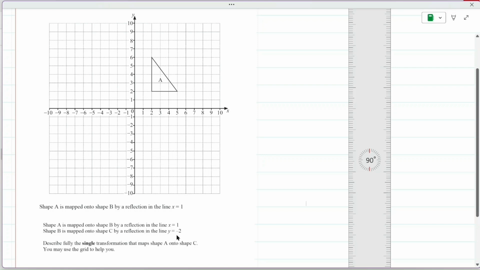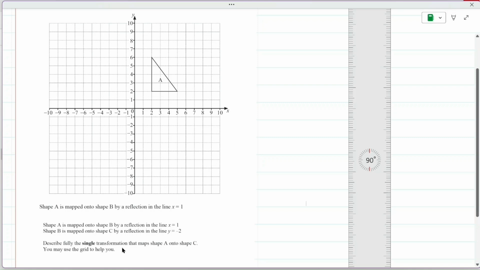So the second reflection, which is B reflecting to C, is at y equals -2. Y is -2 is here. That means you have to draw a horizontal line parallel to the x-axis. Then you do your image of reflection on the other side. Now describe the full single transformation that maps shape A onto shape C. You may use the grid to help you. So we're going to use the grid to help us.